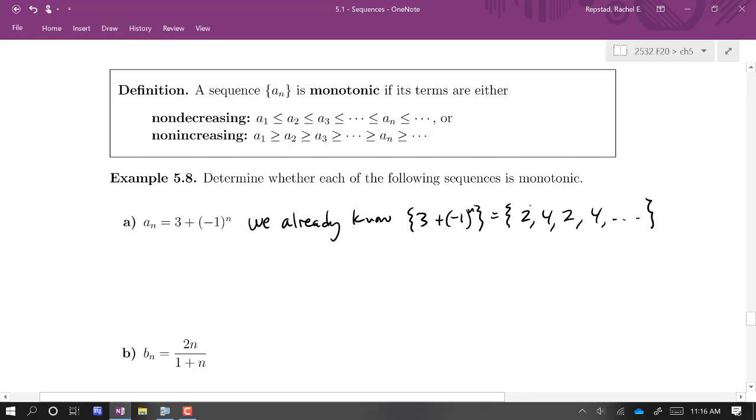So look, from 2 to 4, that's an increase, and then from 4 to 2, that's a decrease. This is not monotonic, right? It goes up and down.